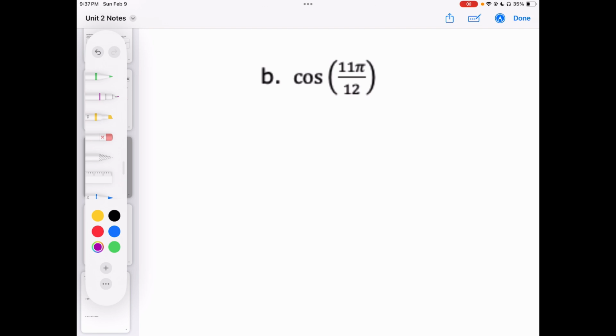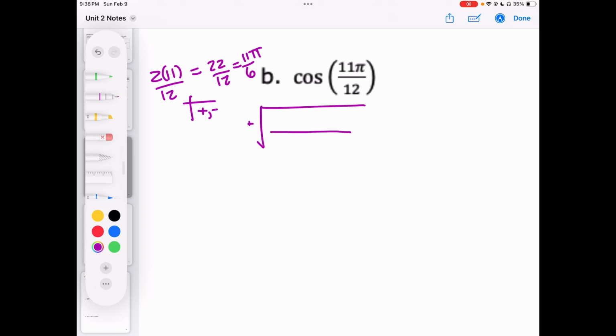If we look at this one, I think this is also a half angle. If I double this right here, I would have 22 over 12 or 11 over 6. So I think what we're going to do is use the half angle formula. 11 pi over 6 is in quadrant 4. That's going to be a positive cosine value. So I'll go ahead and use the positive in my root. That's going to be 1 plus cosine of 11 pi over 6 and all divided by 2.